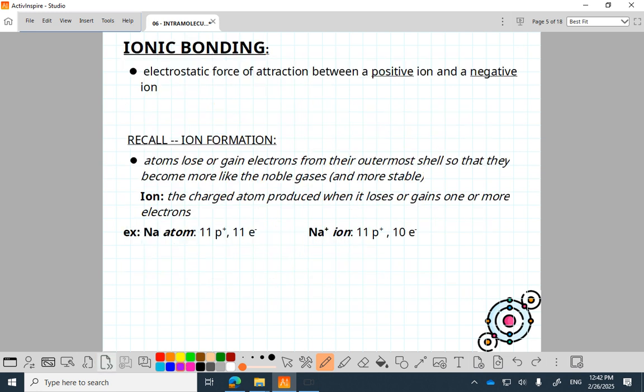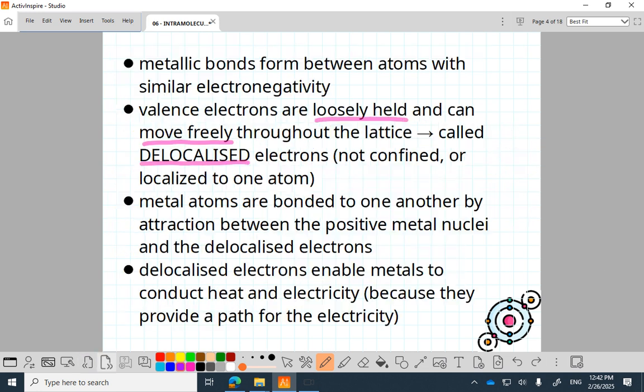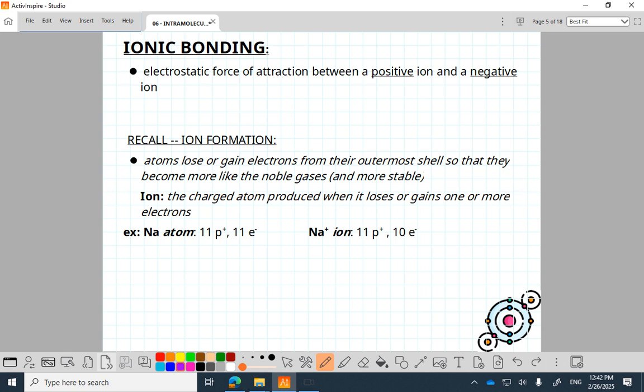Oh, the second thing people always ask me, are we going to have to draw this picture? And the answer is no. Okay. We are going to draw Lewis structures for ionic and covalent. We are not going to draw Lewis structures for metallic. Okay.